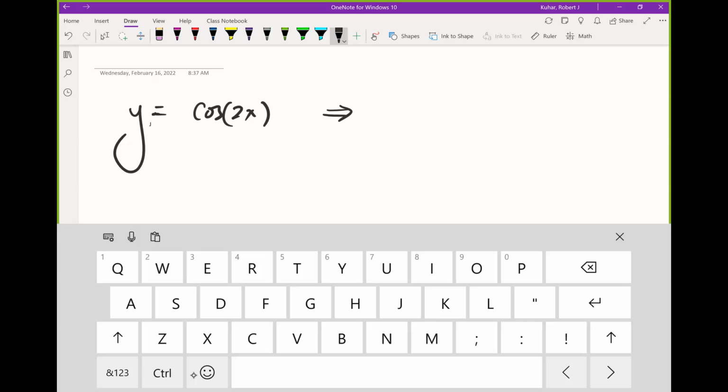Negative sine. So when I get y prime, I'm going to get the derivative of the outside function evaluated at the inside function times the derivative of the inside function. This is the chain rule. Derivative of the outside function evaluated at the inside function times the derivative of the inside function. So I get minus 2 sine 2x.